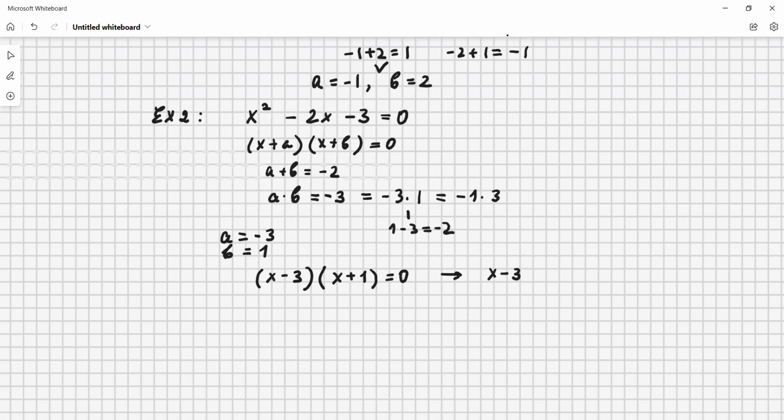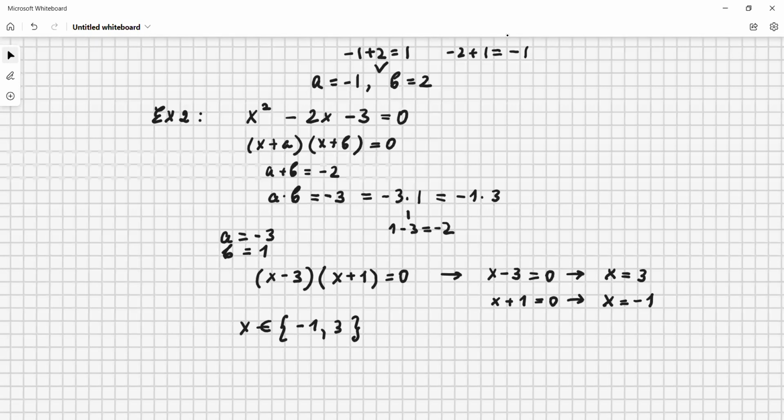Now we can solve this equation using the zero product property. We write down that x minus 3 equals 0, which gives us x equals 3, and x plus 1 equals 0, which gives us x equals -1, as we subtract 1 from both sides. So our solution in this case is, I'm going to write down x first, x belongs to {-1, 3}. Okay, so not very difficult to solve, right?